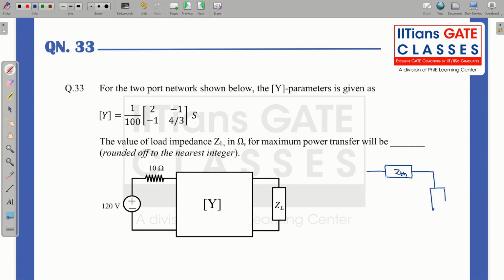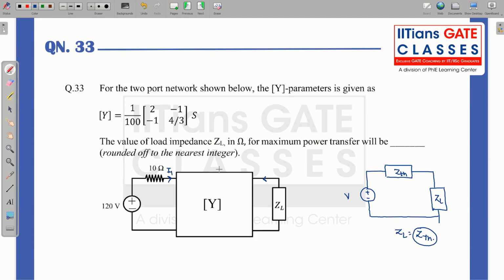to your Thevenin impedance. Okay, so if this is my circuit, for maximum power to transfer from source to load side, your ZL should be equal to the Thevenin impedance of the circuit. So let us try to find out this Thevenin impedance. So ZTH, if I want to calculate, see, let me mark this.